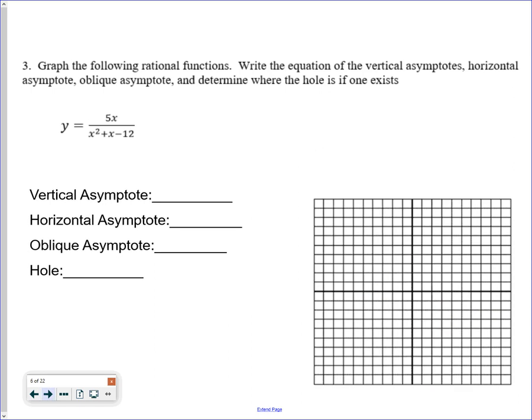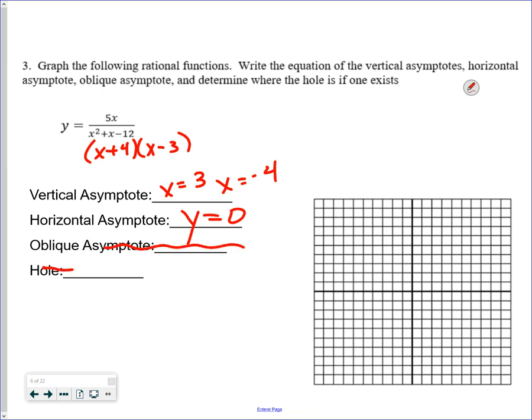Next one, getting a little bit more complicated. The denominator does factor. That's important because when I'm trying to come up with my vertical asymptotes, I need the factored form to come up with the values that make the denominator 0. The degree of the top is smaller than the bottom. No oblique then, and no hole. So there are 2 vertical asymptotes, one at x equals negative 4 and one at x equals 3. Horizontal asymptote at y equals 0. So there's all my asymptotes in the picture.